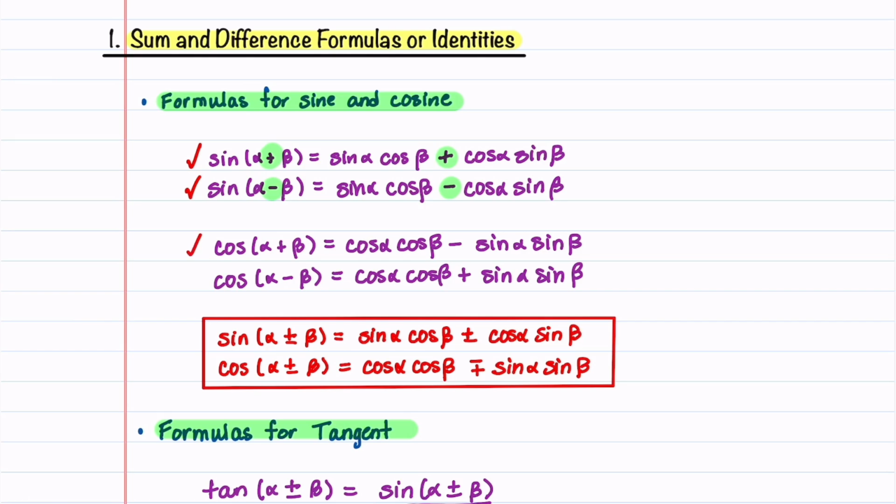Cosine alpha plus beta and cosine alpha minus beta are also written in terms of sine and cosine, but there are only cosines or sines in each term. When alpha and beta are added, the terms in the formula are subtracted, and when alpha and beta are subtracted, the terms in the formula are added. The way that I've always remembered these formulas is that sine of alpha plus or minus beta has mixed terms in it and the same sign, and cosine alpha plus or minus beta has the same terms in it and opposite signs.